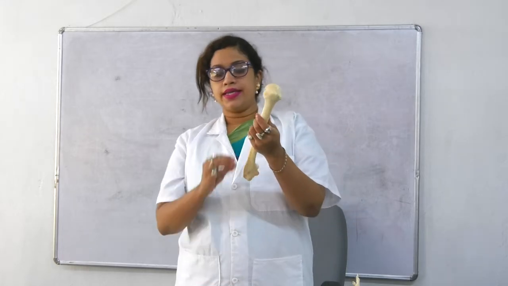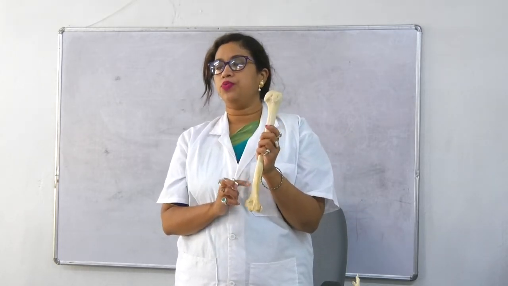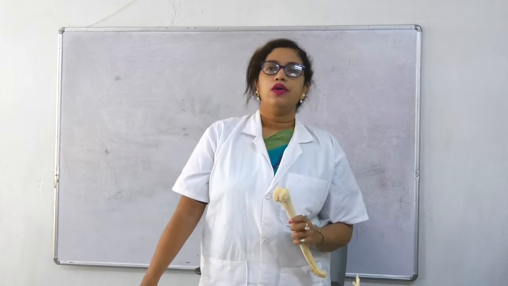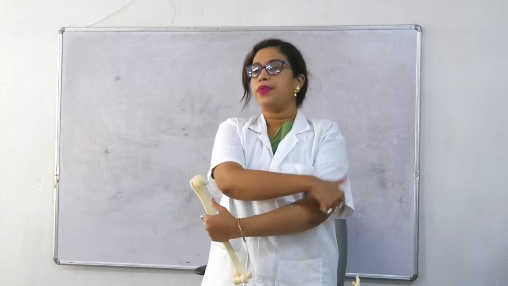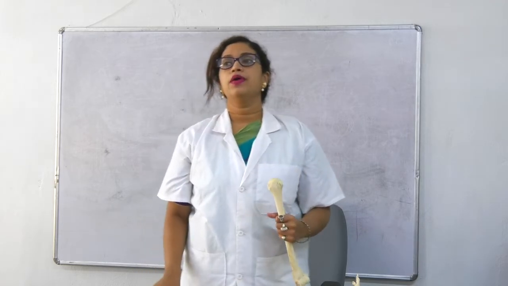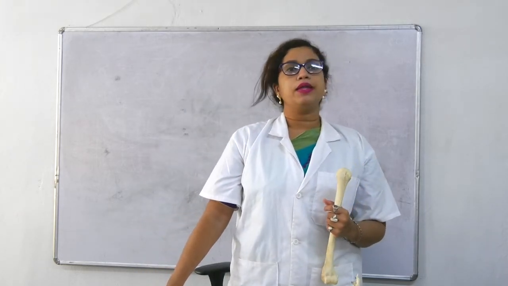Medial head is inferomedial aspect of humerus. Okay, then tell me the nerve supply of the extensor compartment of arm. What is the nerve supply? Radial nerve. That is radial nerve. So from where radial nerve is coming? Tell me the root.